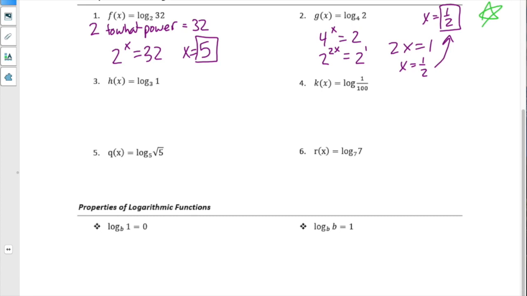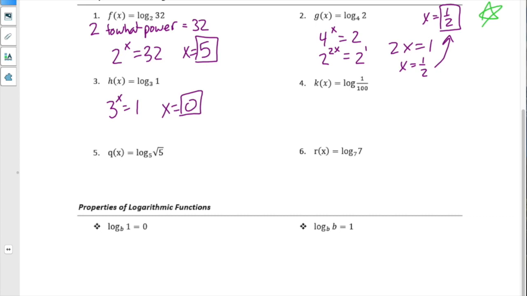Next, 3 to what power equals 1? This is tricky, right? I can't do a square root. That's not going to work. But what power always makes the expression equal 1? That's going to be 0. So if I do 3 to the 0 power, that's going to equal 1. In fact, anything to the 0 power always equals 1. Okay, and we're going to get to some of these properties way down at the bottom.